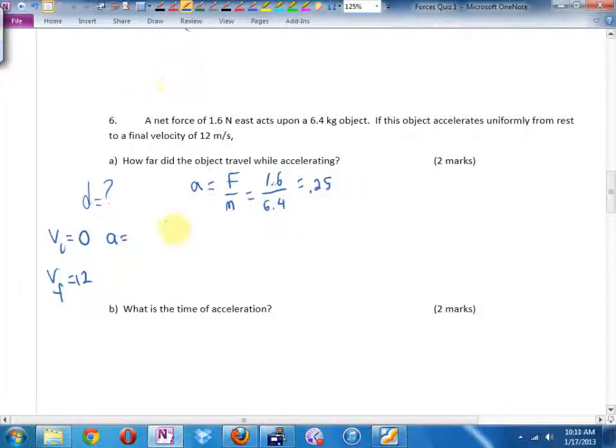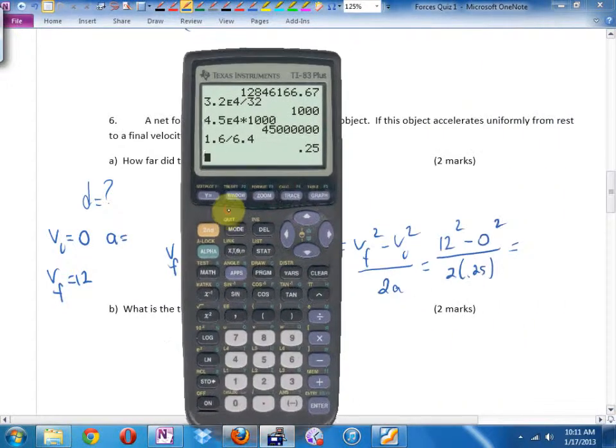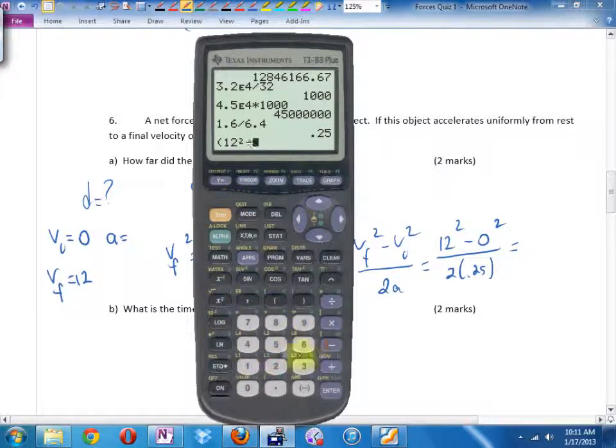And now I can use VF squared equals VI squared plus 2AD. I can rewrite that. D equals VF squared minus VI squared all over 2A, I'm pretty sure. I think. 12 squared minus 0 squared all over 2 times 0.25. I guess I didn't really need to type that in, all divided by 2 times 0.25. Come on. 2, there we go. 5, there we go.